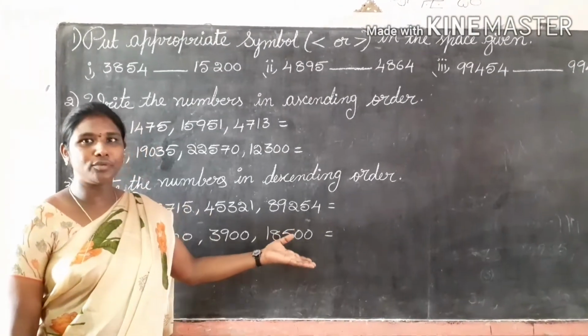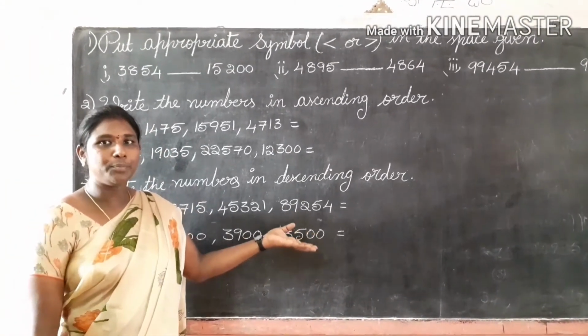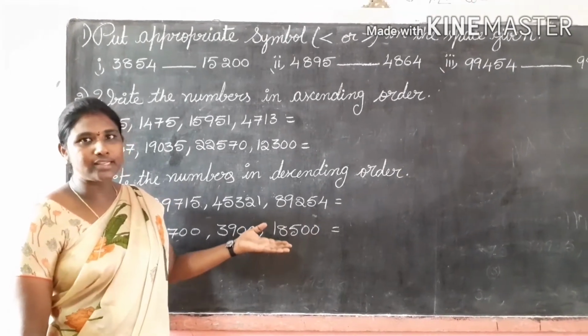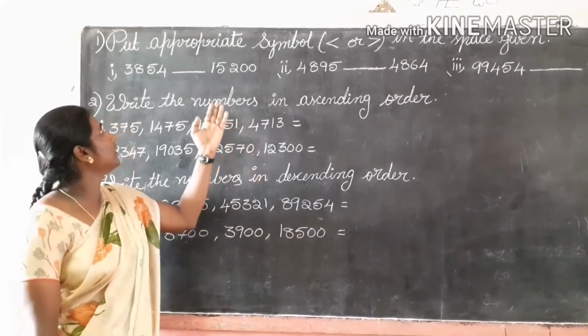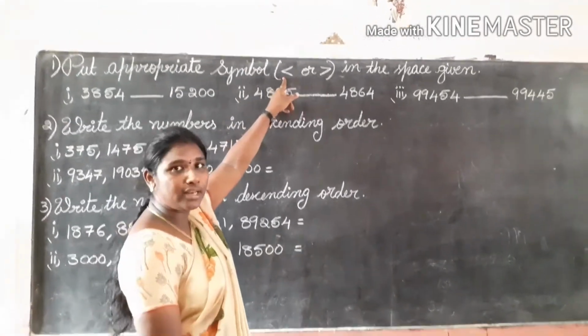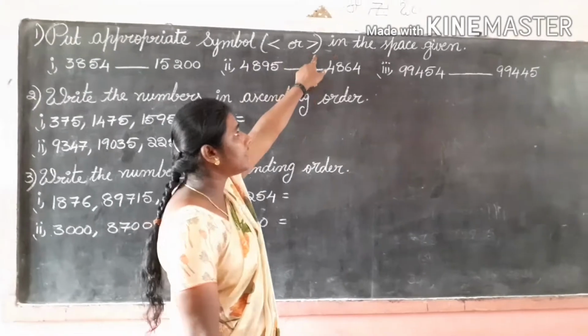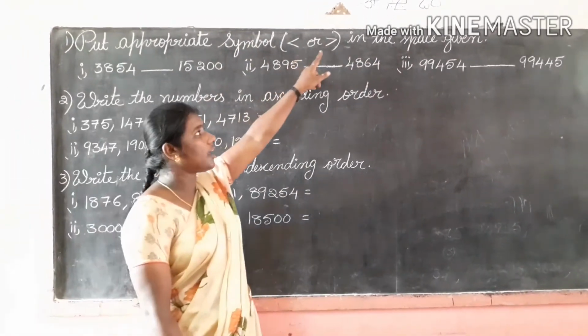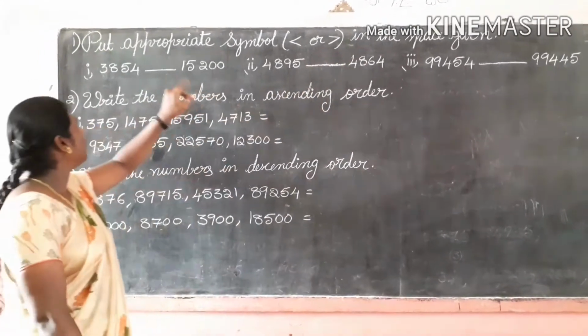Okay children, before we learn comparison of numbers, ascending order and descending order, now we will practice some problems on this. First one is put the appropriate symbol, less than or greater than, in the space given.